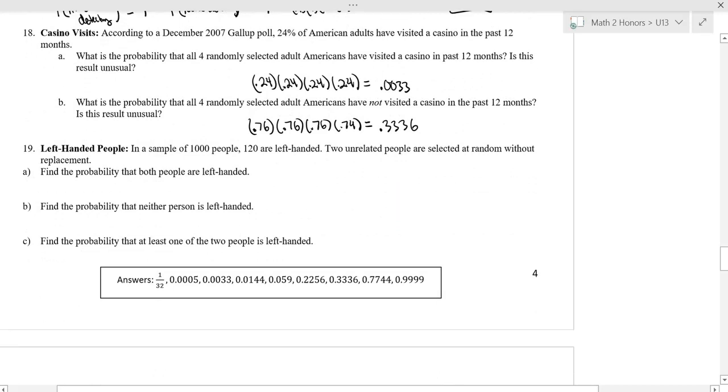19, left-handed people. In a sample of 1,000 people, 120 are left-handed. 2 unrelated people are selected at random without replacement. Find the probability that both people are left-handed. Alright, so the probability that the first pick is left-handed is 120 out of 1,000. And we got one, right? And now there's 119 left out of 999, because we're not replacing anybody. And that comes to be about 0.0144.